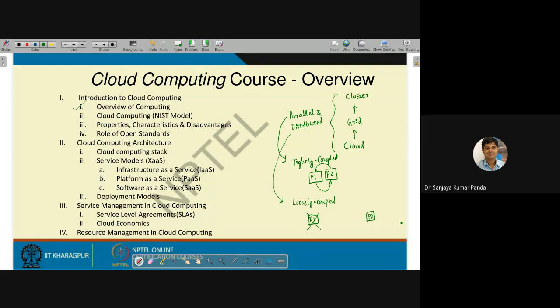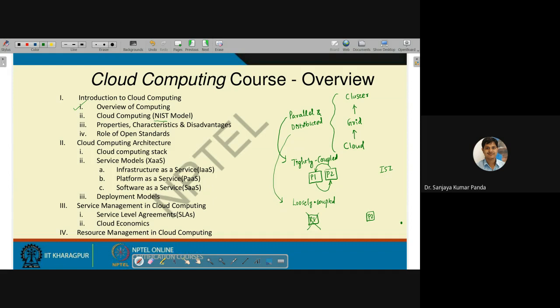Then we'll go for cloud computing. There is an organization called the National Institute of Standards and Technology, NIST, in the US. When you purchase a particular product, you look for some hallmark or some ISI mark, right? That shows the product has some standard or fulfills the minimum requirements. If that mark is not there, then nobody is willing to purchase that item.